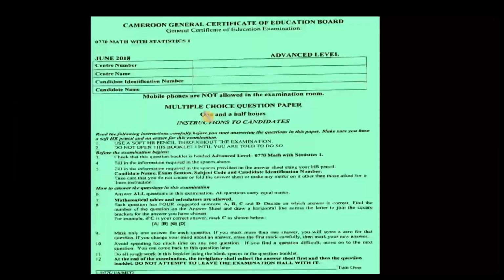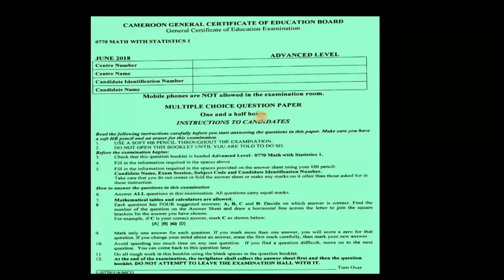This is how the cover page of Mathematics Paper 1 looks. Here is the subject code, 0770 Math with Statistics 1. Mobile phones are not allowed in the examination room. Multiple choice question paper, 1.5 hours.